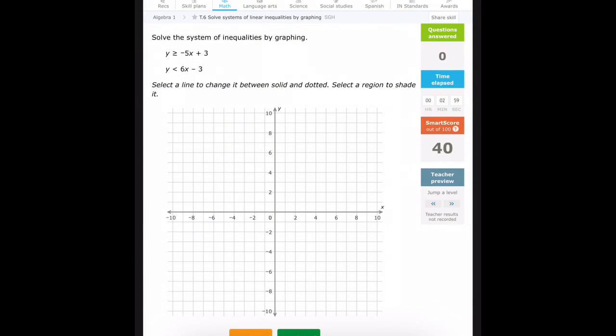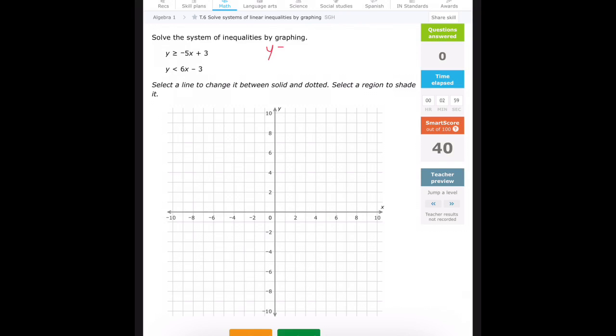All right, so this one has our two linear inequalities as well, but now it's got your slope and your y-intercept. Okay, so I'm going to go back to my pen here. Let's just use red for this first one here. So y is greater than or equal to negative 5x plus 3.